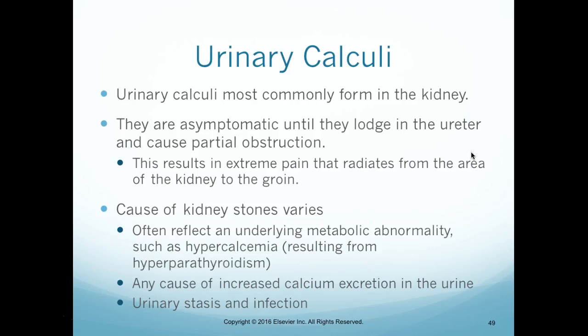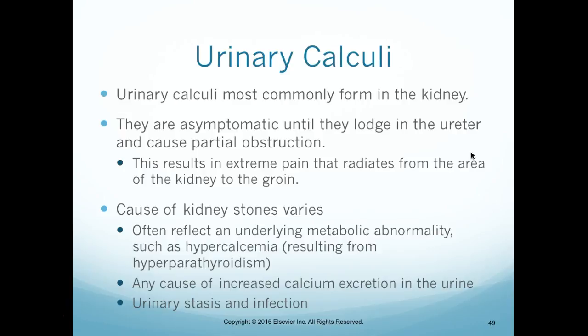Now we're going into your urinary calculi. Urinary calculi is the most common form of kidney disease. They are asymptomatic until they lodge into the ureter and cause partial obstruction. These result in extreme pain that radiates from the area of the kidney to the groin. So it's important: it's kidney to groin, and that's a pretty true indication that they have a stone.